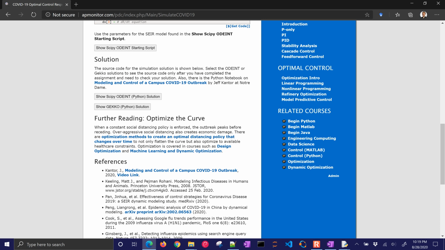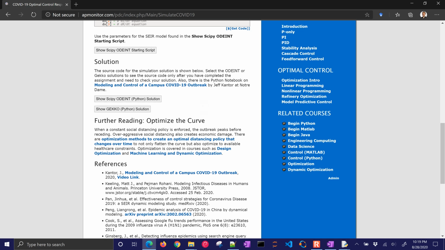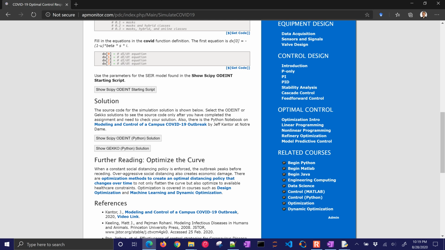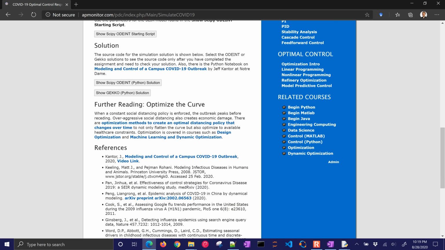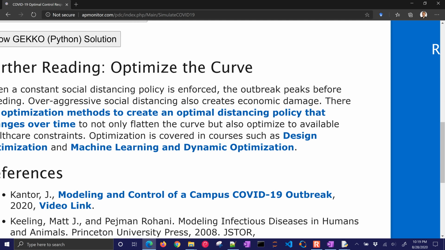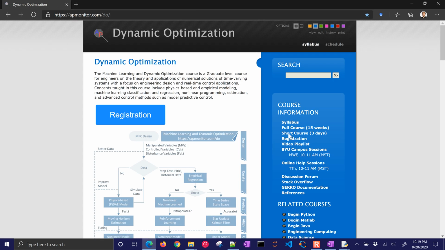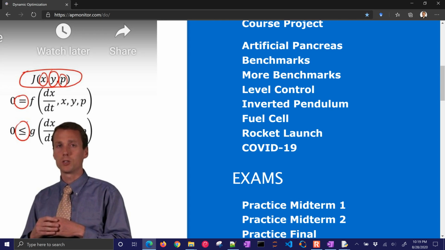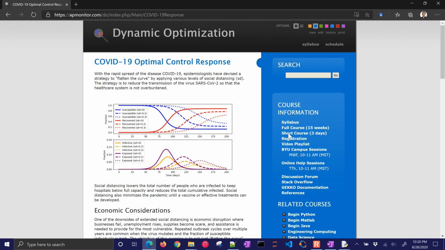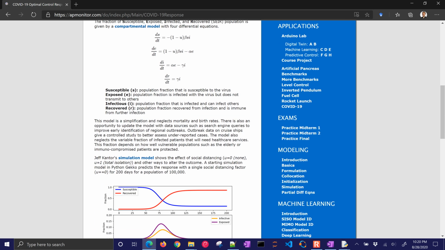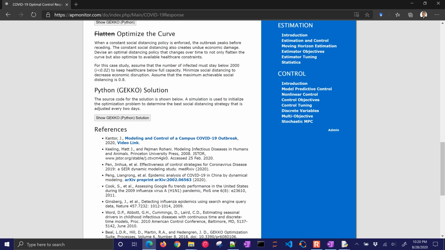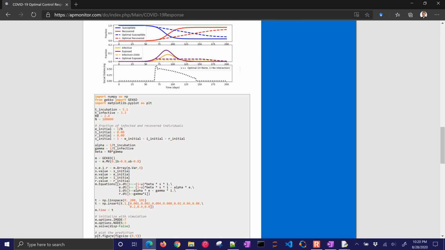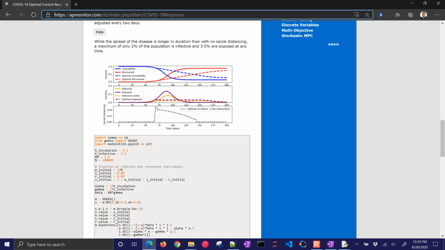And then if you want to look at the optimization solution, then come over to the Machine Learning and Dynamic Optimization course right here. And if you come down to Applications, there's COVID-19, and it shows the same model, but applied in optimization. So there's a solution there if you'd like to get that.